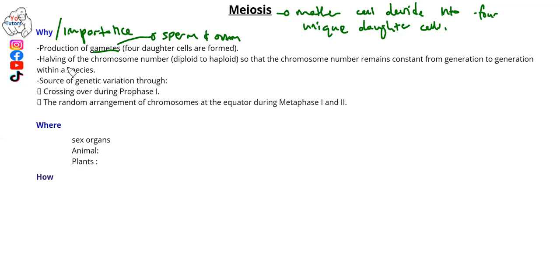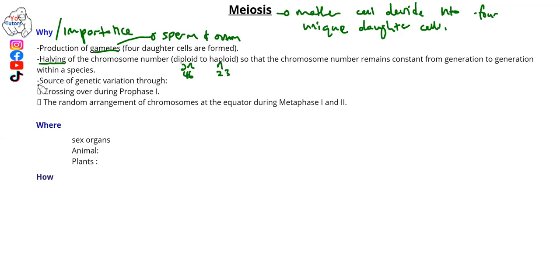But what else can we see? Halving of the chromosome number, diploid to haploid. We remember from 2n to n, from 46 for humans to 23. The sperm cells have 23 chromosomes, and this makes sure that the chromosome number remains constant from generation to generation in a species. So halving of the chromosome number is very important. That's why we still have the same number of chromosomes as the previous generation.